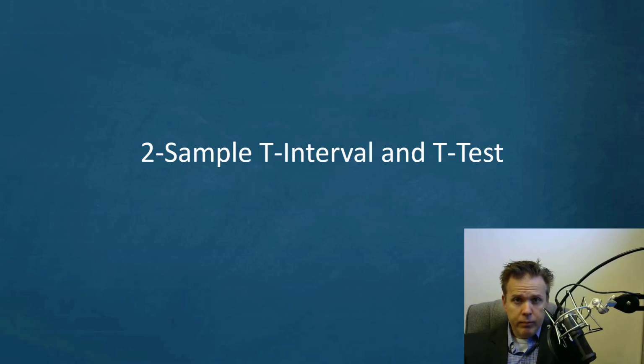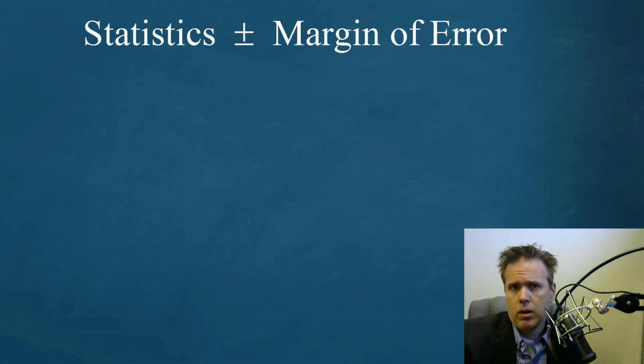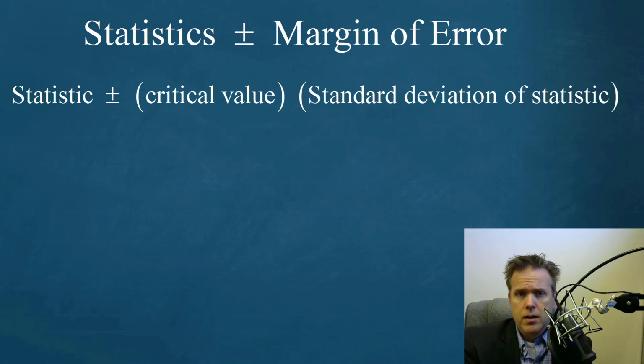Okay, for this chapter, we're going to look at the 2-sample t-interval and the 2-sample t-test. So recall, when creating the confidence interval, we do the statistic, whatever the statistic is, plus or minus the margin of error. And we can kind of unpack that margin of error. So the margin of error is the critical value times the standard deviation of that statistic.